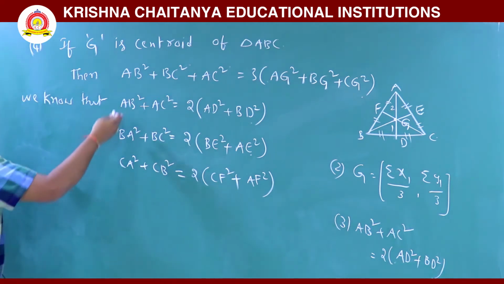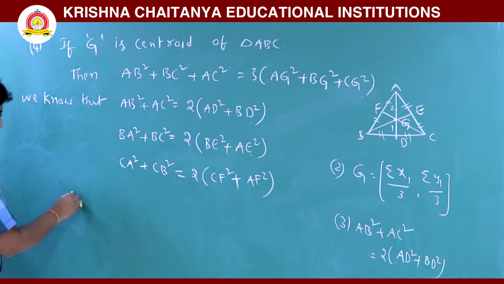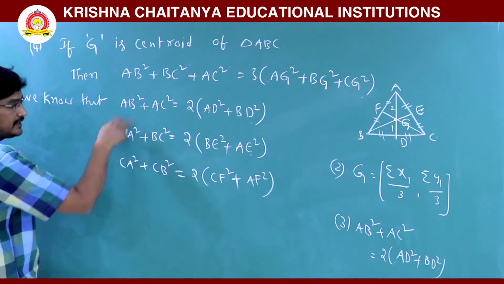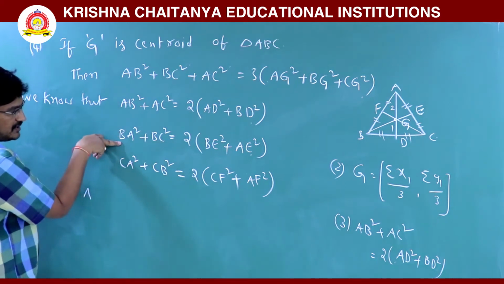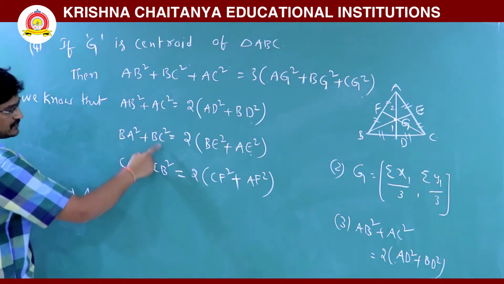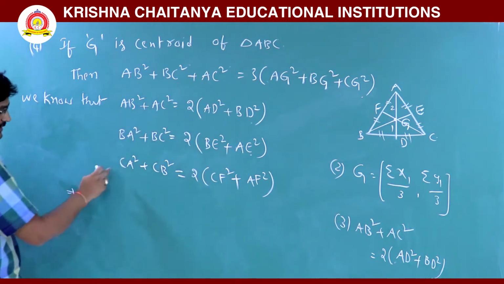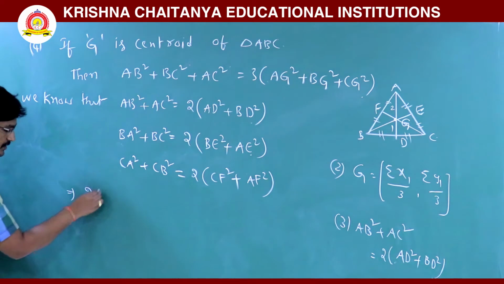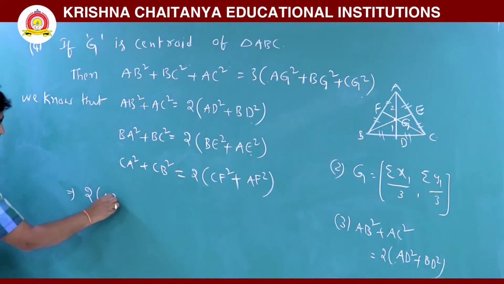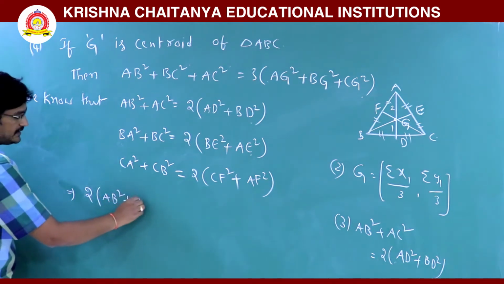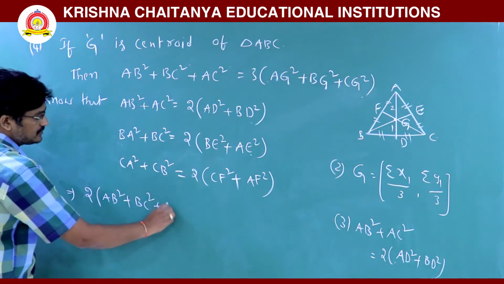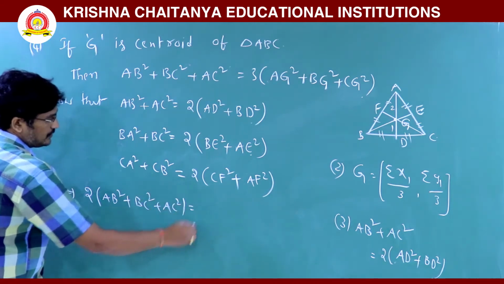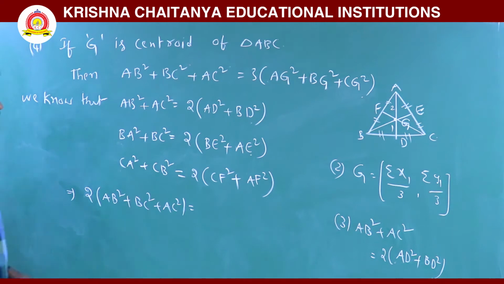That means I have to add the three left sides. This implies AB square plus AB square, 2 times AB square. BC square plus BC square, 2 times BC square. AC square plus AC square, 2 times AC square. So this is 2 into AB square plus BC square plus AC square. Okay, left side adding done.